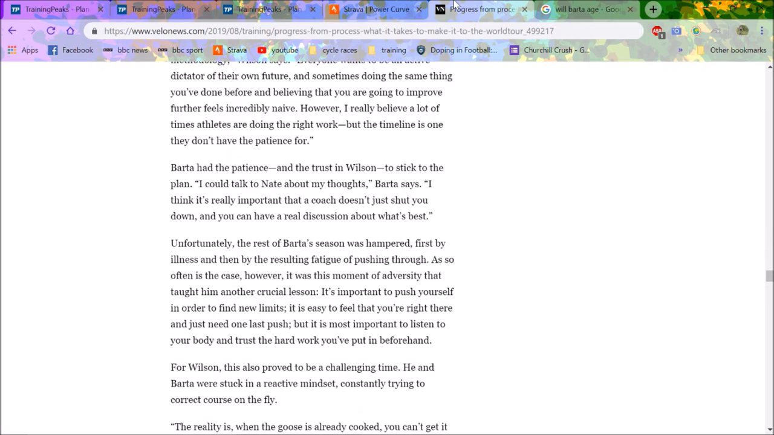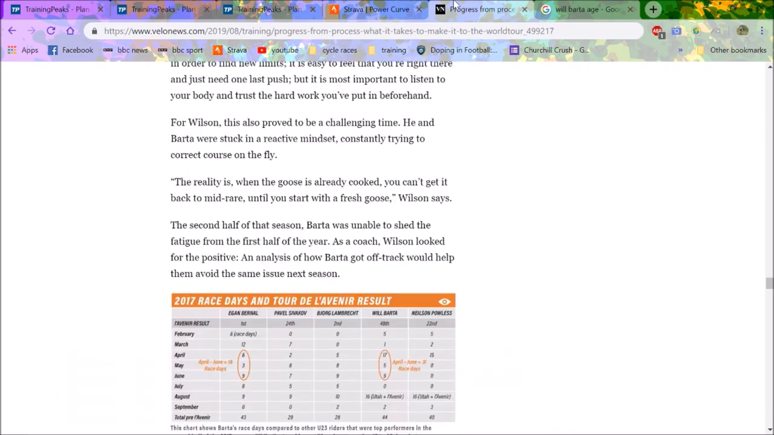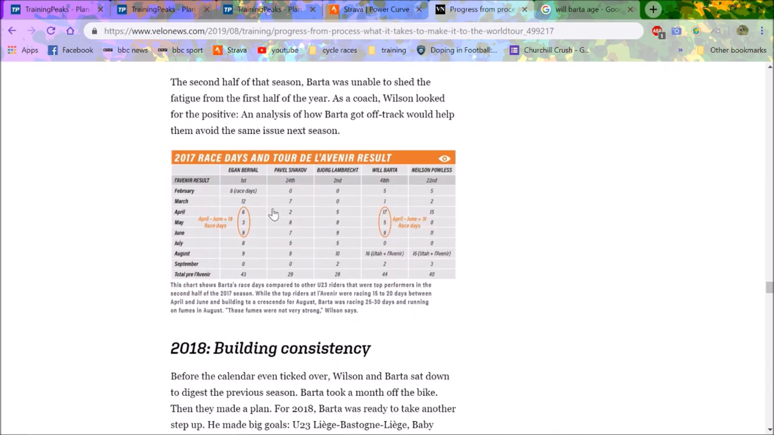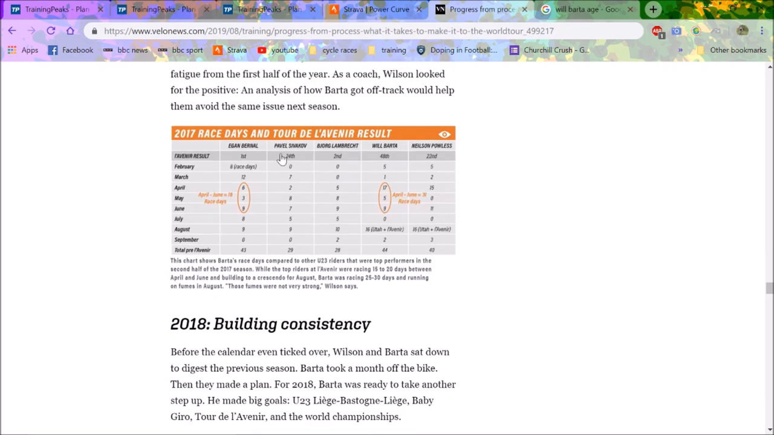So we keep scrolling down. Will Barta keeps talking about stuff, and we can see some race days, obviously, comparing himself to other guys. RIP, Jorg Lambrecht, absolute legend, and I love the man so much. So you can see Tour de l'Avenir, obviously, at first was Bernal, Sivakov. Will Barta had a shocker.